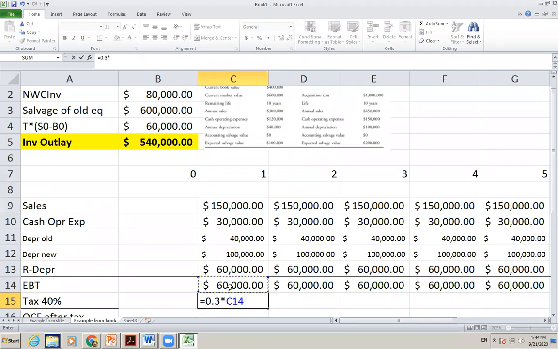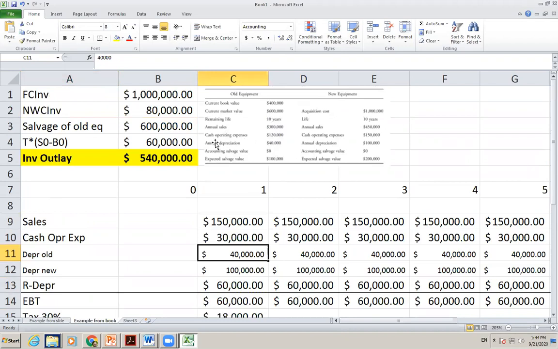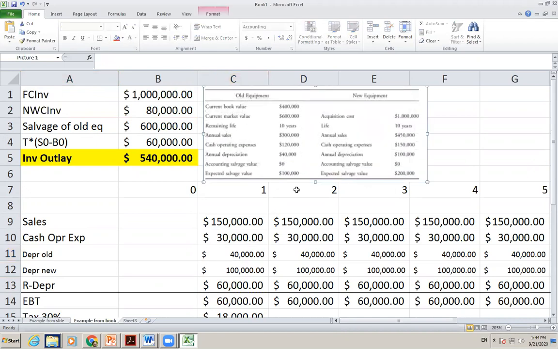Where did you get 40,000 for depreciation old? Just a second, I'm coming to that question. Where did I get this 40? It's here: annual depreciation, old equipment. Oh, okay, thank you. Can you see it clearly? If I make it bigger, okay, like this. Yeah, it's okay.